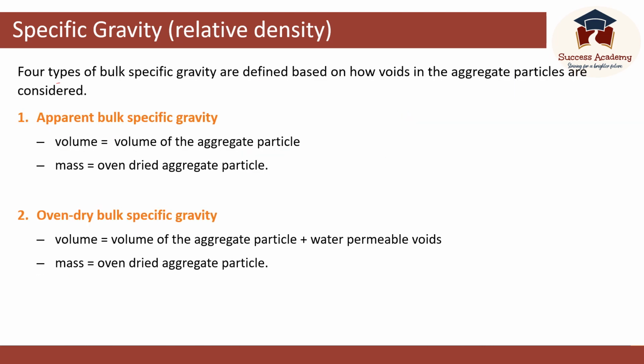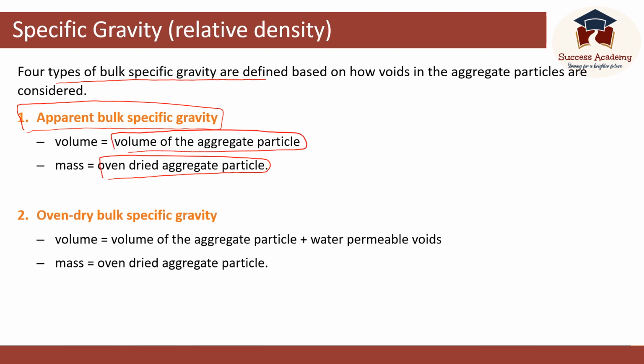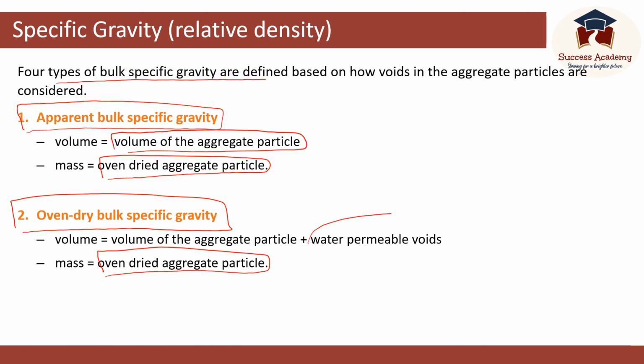There are four types of bulk specific gravities that can be calculated depending on which mass and volume we consider. Apparent bulk specific gravity can be calculated by using the oven dried aggregate particles as the mass and the volume of aggregate particles as the volume. Oven dried bulk specific gravity can be calculated when we consider the oven dried aggregate particles as the mass and the volume of aggregate plus the volume of water permeable voids as the volume.